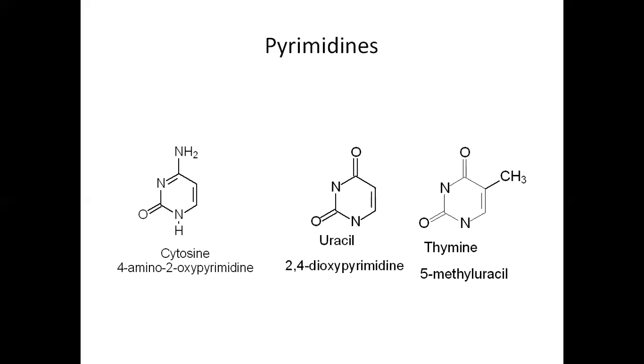There are three pyrimidines. Uracil is used only in RNA, thymine is used only in DNA, and cytosine is used in both. Note that uracil and thymine are very similar in structure, with the thymine having an extra methyl group.